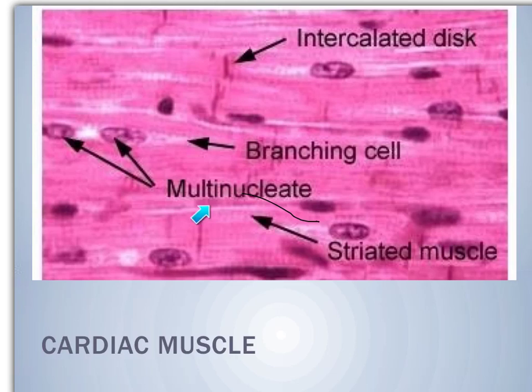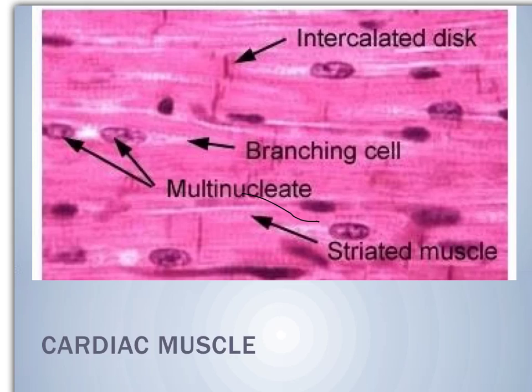Another question may be about the function of the intercalated disc. The intercalated disc has two functions because it has two parts. It has a part formed of desmosomes, so this will prevent the separation of the segments from each other, and it has another part in the form of a gap junction, and this will allow the spread of the impulse from one segment to another very rapidly to follow the all or none rule.